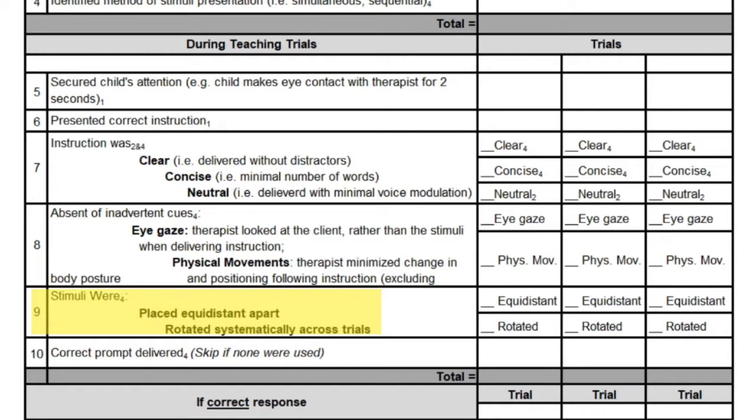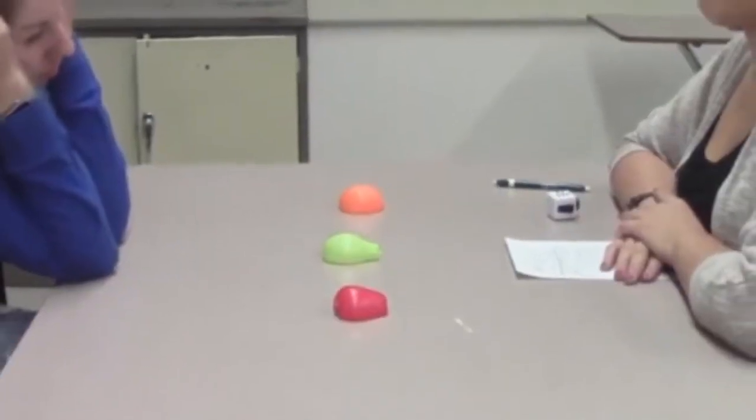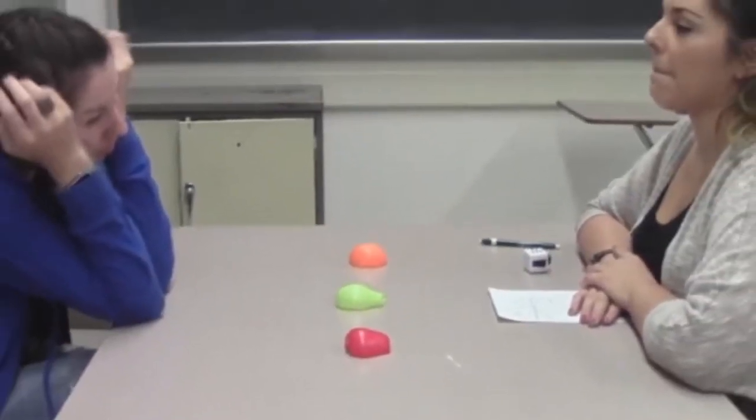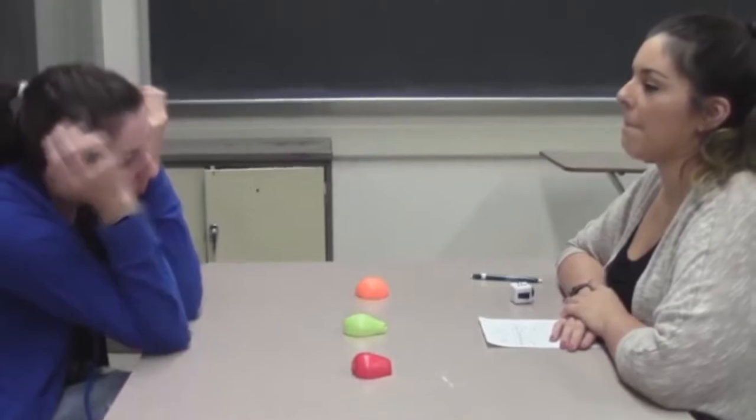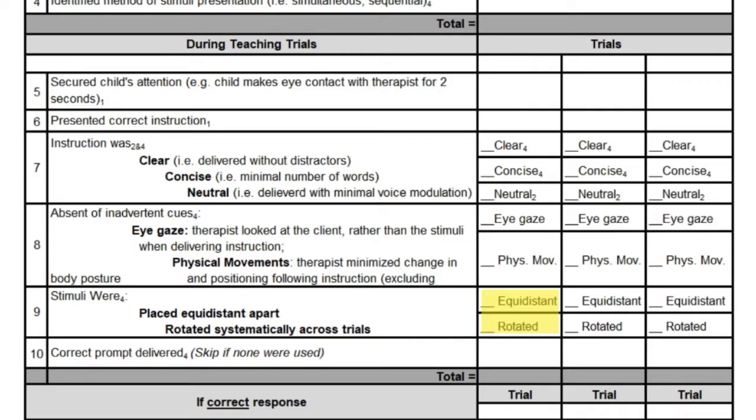For step 9, we're looking at the target items across trials. We need to make sure that the stimuli are presented equidistant apart from each other each time. Additionally, we need to make sure that they're rotated across trials. We'll see what this looks like momentarily. If the learner required a prompt and the instructor provided it correctly, we would mark it here. Otherwise, it would be NA.